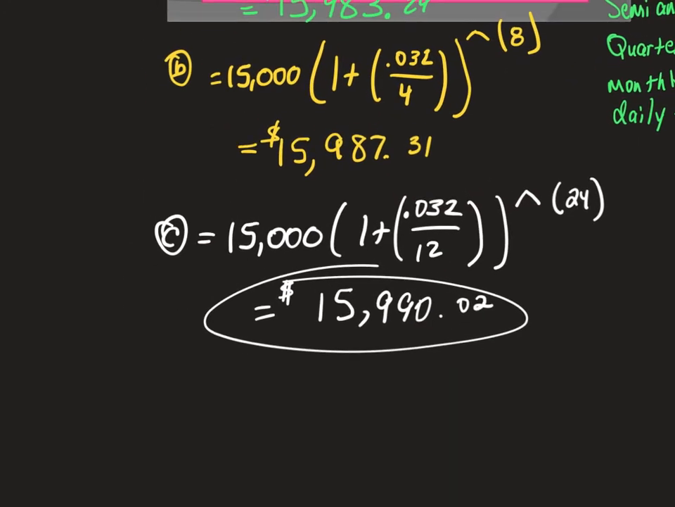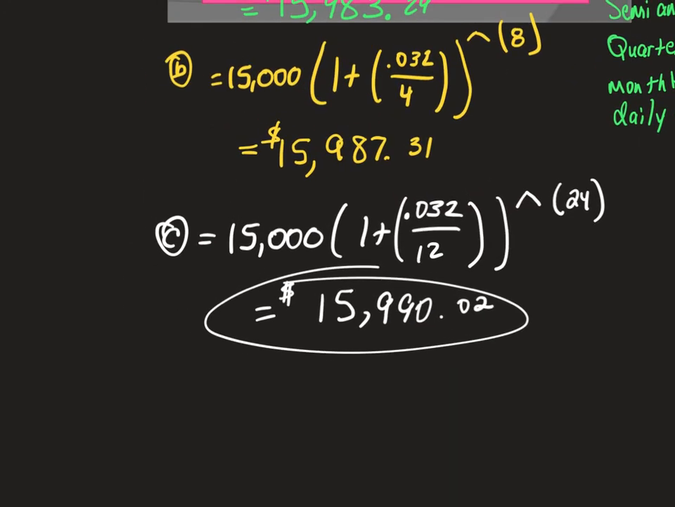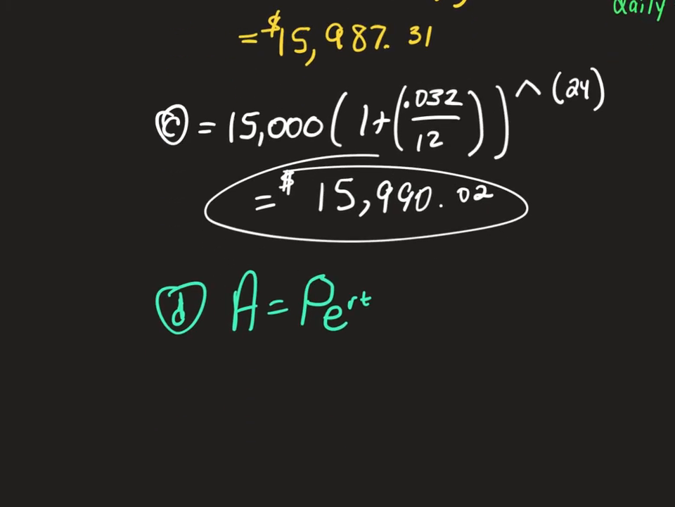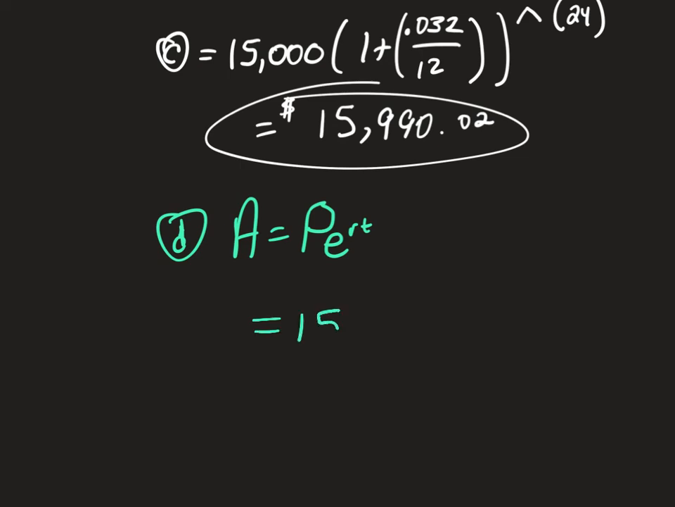My friend, who's my friend? APERT. Thank you, sir. Why am I using APERT? Because it says continuous. When it says continuously, you immediately say, oh, APERT. Look where the R and the T is. Are you multiplying the principal times E times R times T? No. Where is the R and the T? In the exponent.